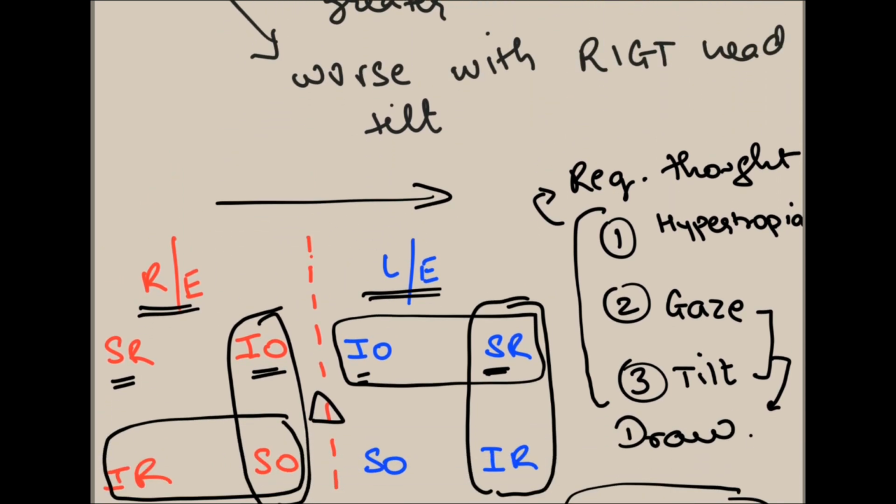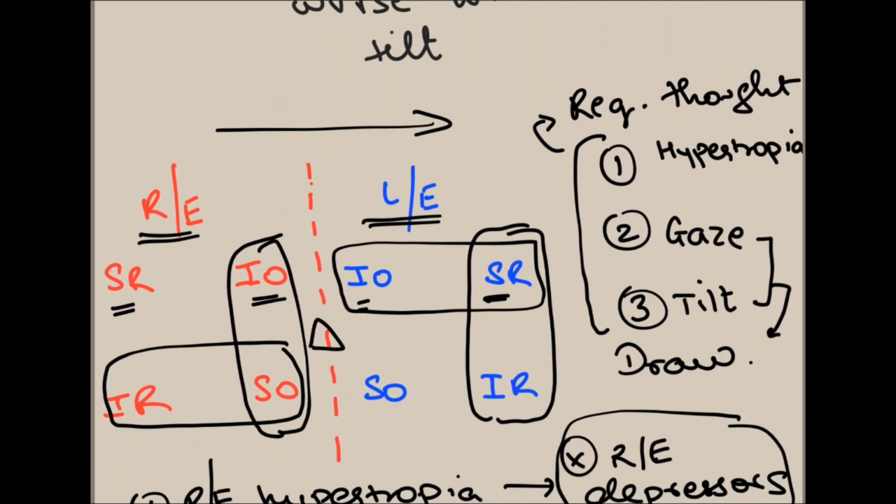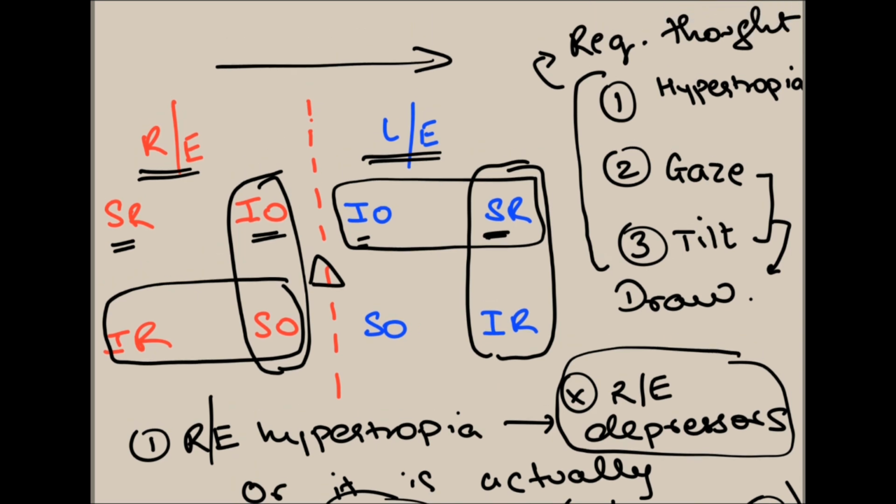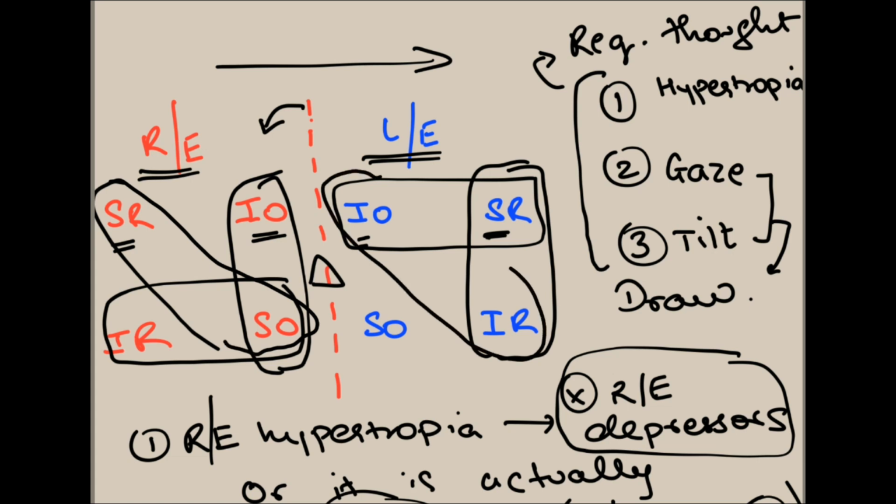And it is worse with a right head tilt. Right head tilt meaning that the head is tilted towards the right side. So his head is like this if he is in front of you. So we'll draw circles enclosing that as well.